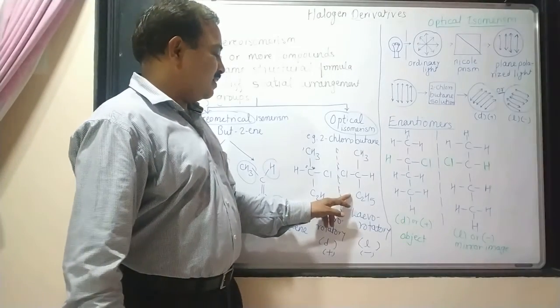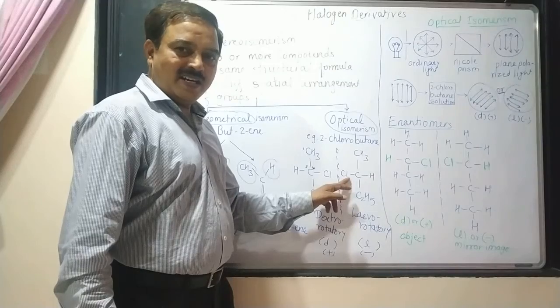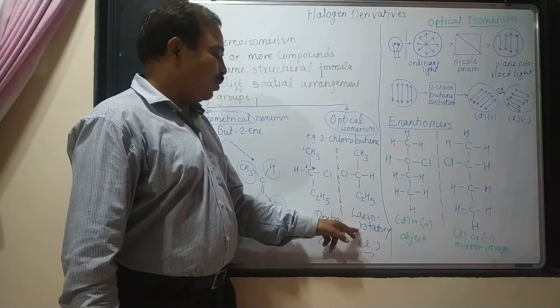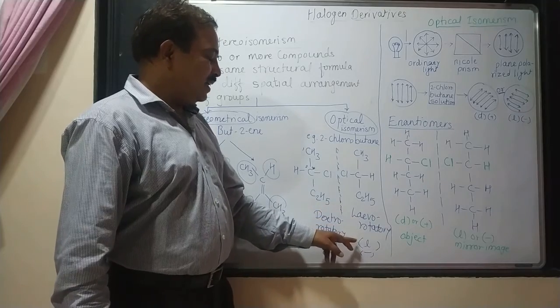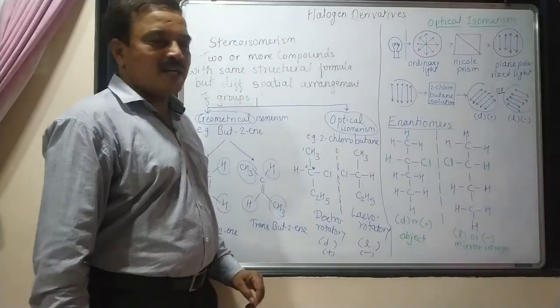Another isomer is where the nucleophile is present on the left hand side of this carbon atom, and therefore it is called a levorotatory compound. This compound is represented by either a small l or a negative sign.